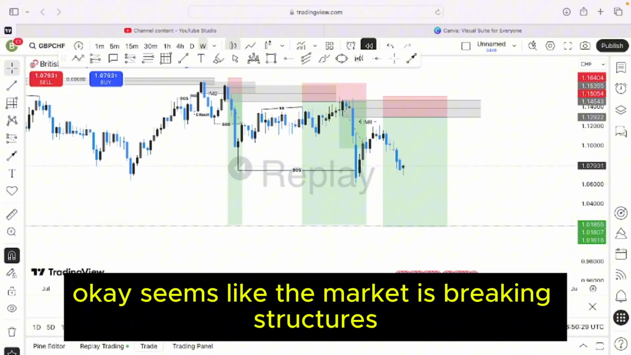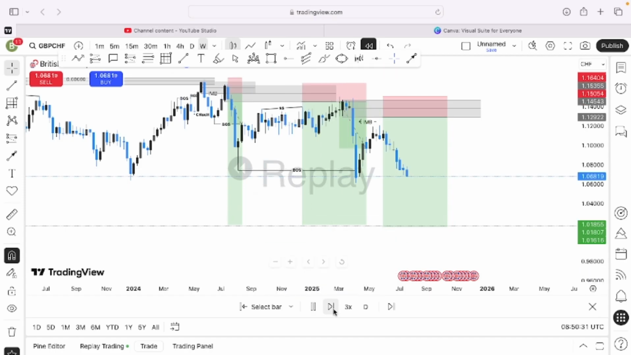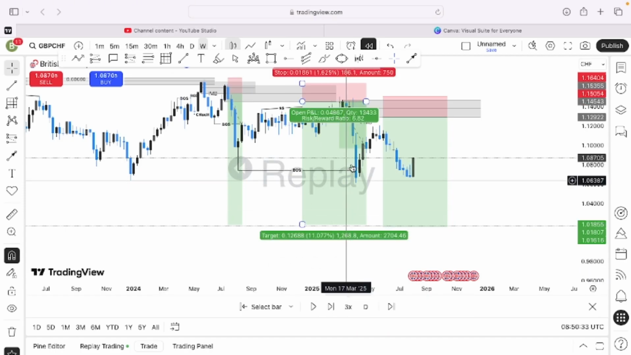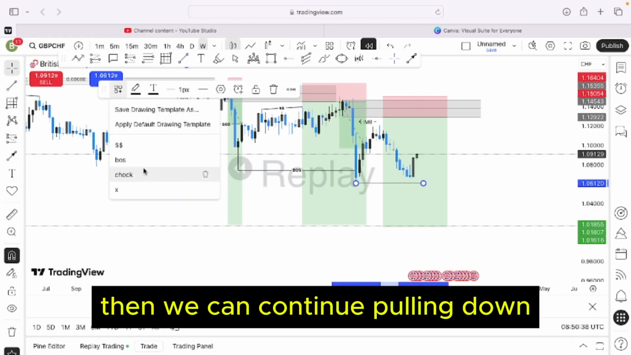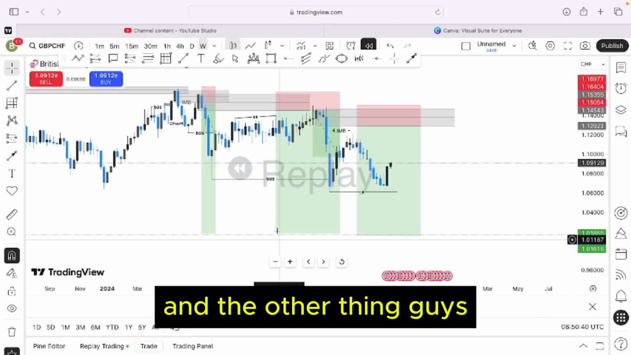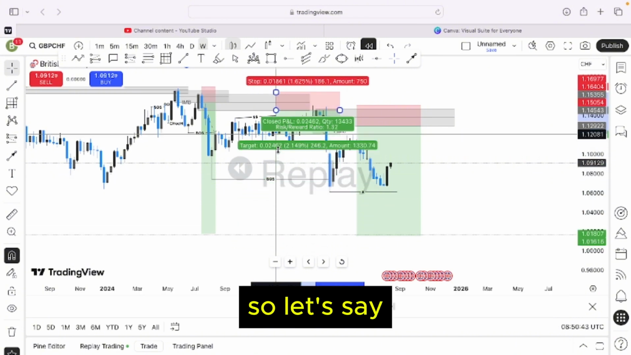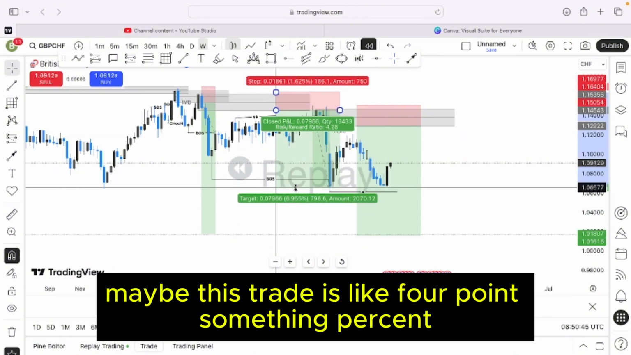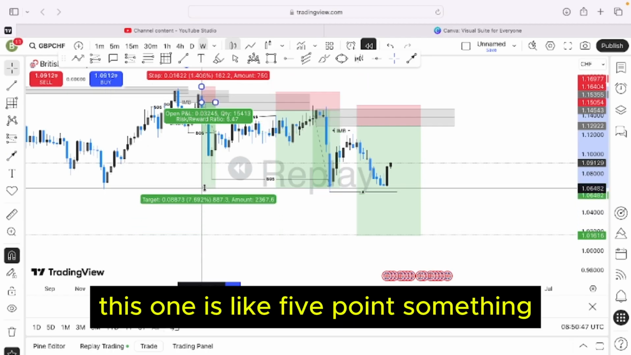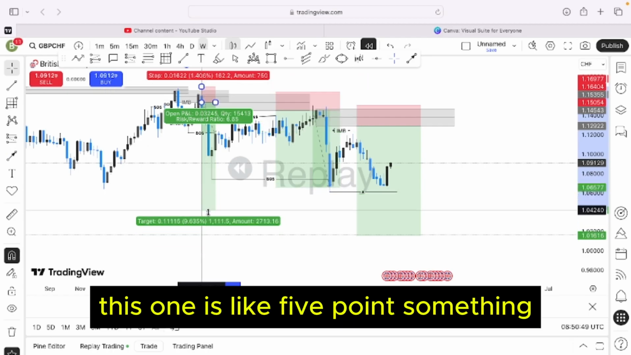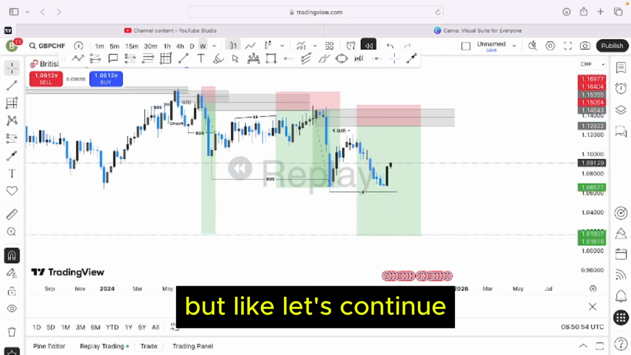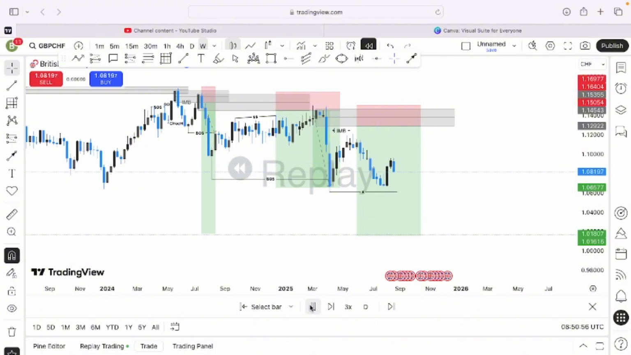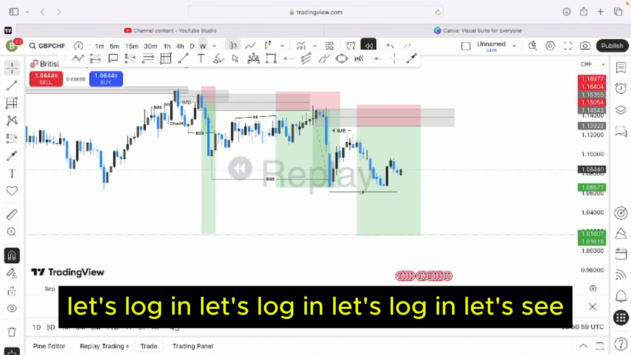Okay, seems like the market is breaking structures. Nothing is going on here, just because if we break this low here, then we can continue pulling down. And the other thing, guys, make sure that you protect your profits. So let's say maybe this trade is 4 point something%, this one is 5 point something. Make sure that you take a bit of profits, make sure that you lock in some profits. But let's continue.